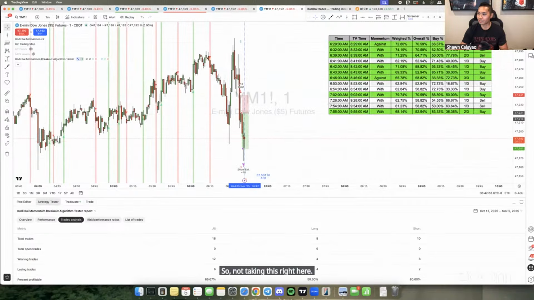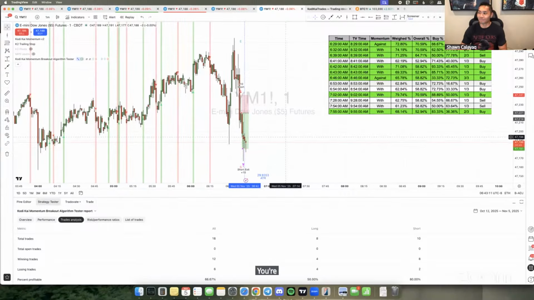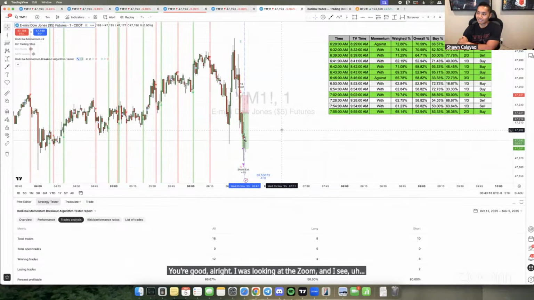Oh, I'm seeing Arik's camera right now. If you guys see Arik, he's over there doing Zumba. Trading and doing Zumba in the background. I just saw the camera shaking around him. You're good, Arik. I was looking at the Zoom and I just see my screen bouncing around.